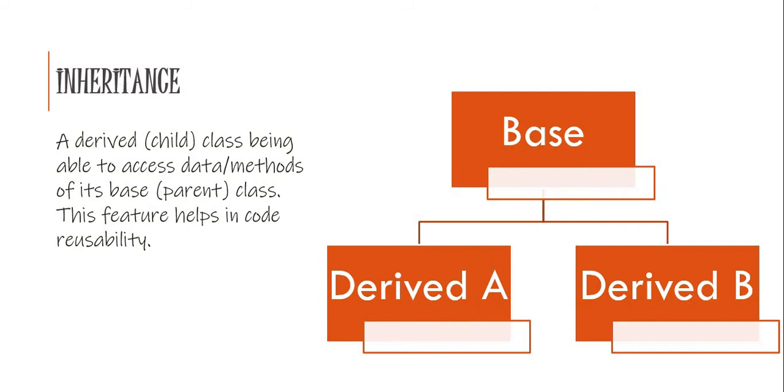Derived means what is in the base is available for derived A also and derived B also. So you can say that there can be a base class like automobile, and there can be two derived classes like big vehicles and small vehicles. They can be truck and car also, right? So this will help in reusability of code, because the base class can store all the common things that will be for both the derived classes.